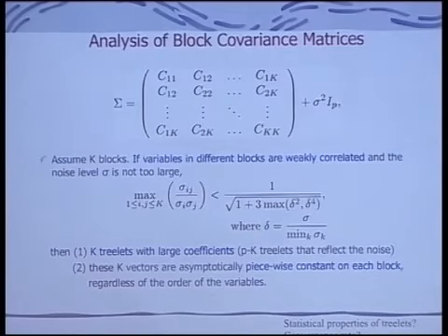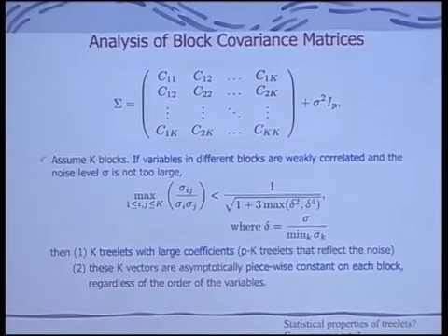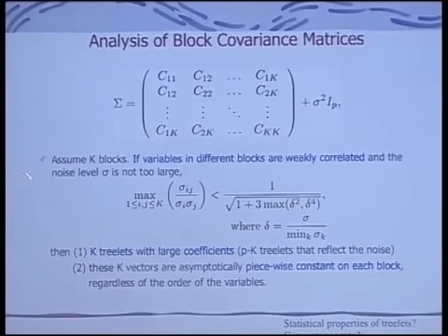You can also explain these results analytically by looking at the block covariance model. Here we're assuming k blocks, and you can show that if variables in different blocks are weakly correlated and the noise level is not too large, and you can make this precise, then you will have k treelets with large coefficients, and these vectors are asymptotically piecewise constant on each block, regardless of the ordering of the original covariates. So how about the statistical properties?